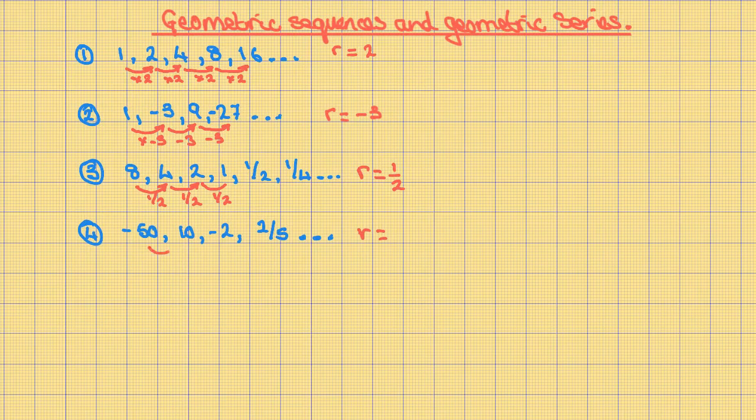If you multiply minus 50 by minus a fifth, you get 10. 10 times minus a fifth, you get minus 2. Minus 2 times minus a fifth, you get 2/5. So r is minus 1/5.